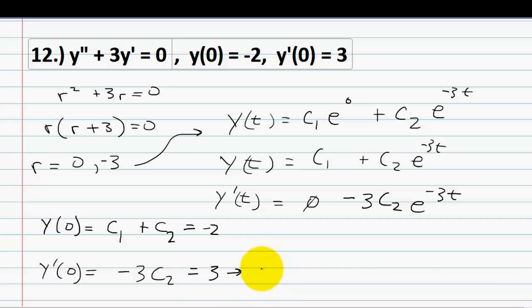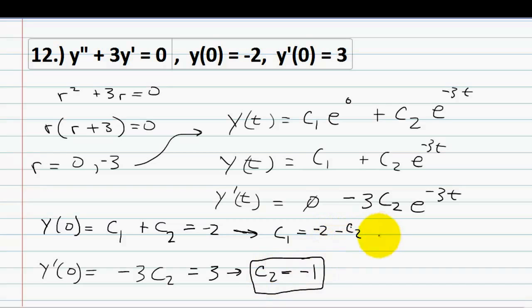So we get the value for c2 right away. c2 is just going to be equal to negative 1. And so that makes it really easy. We're going to plug this directly into this equation over here. So c1 is going to be equal to negative 2 minus c2, plug c2 into here, and we're going to get c1 is equal to negative 2 minus a minus 1, so that's going to be plus. c1 is going to be equal to negative 1.